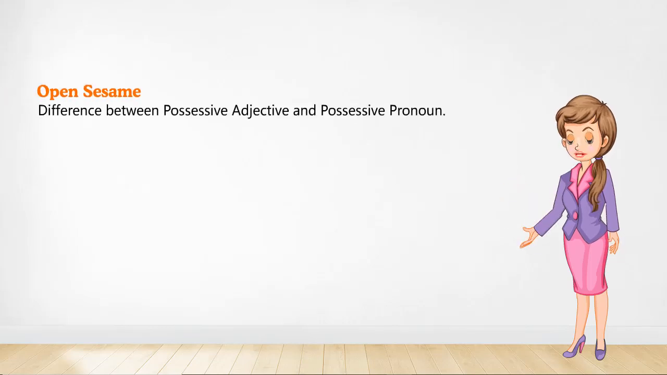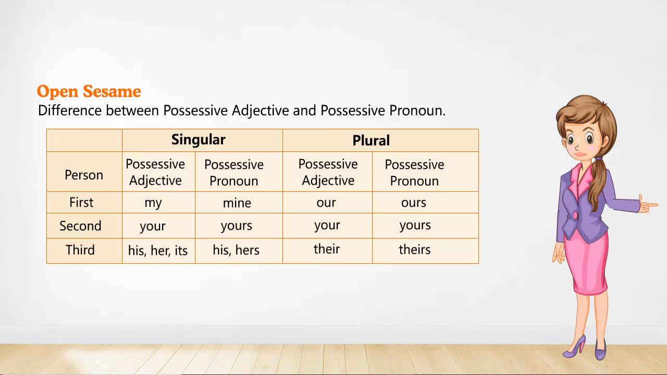Open sesame. Difference between possessive adjective and possessive pronoun. Singular, plural. Person. Possessive adjective, possessive pronoun. First, my, mine. Second, your, yours. Third, his, her, its. His, hers. Our, ours. Your, yours. Their, theirs.